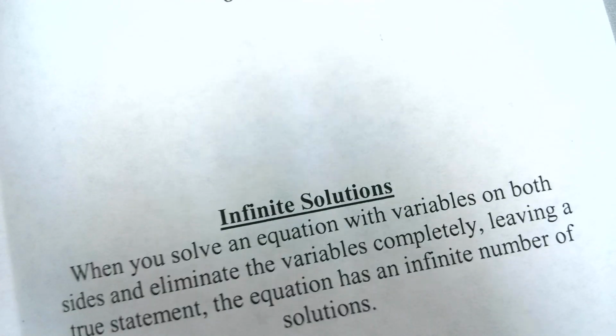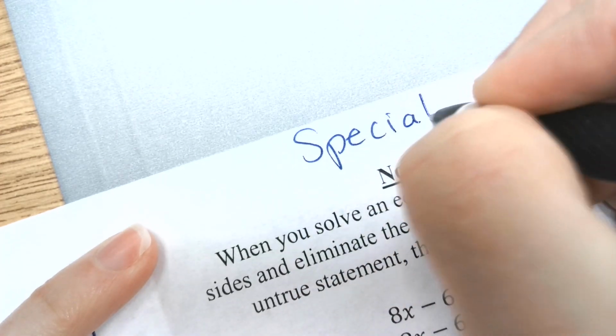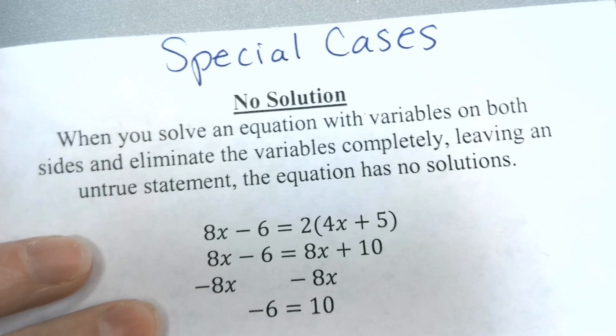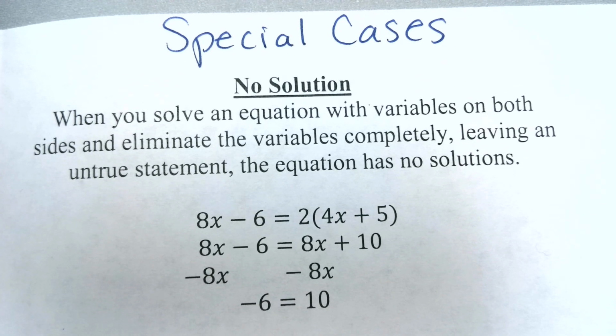All right, we have 2 special cases. So write that up at the top, special cases. So we have a no solution, we have infinite solution. So no solution means when you solve an equation with variables on both sides, eliminating variables completely, leaving an untrue statement, the equation has no solution.